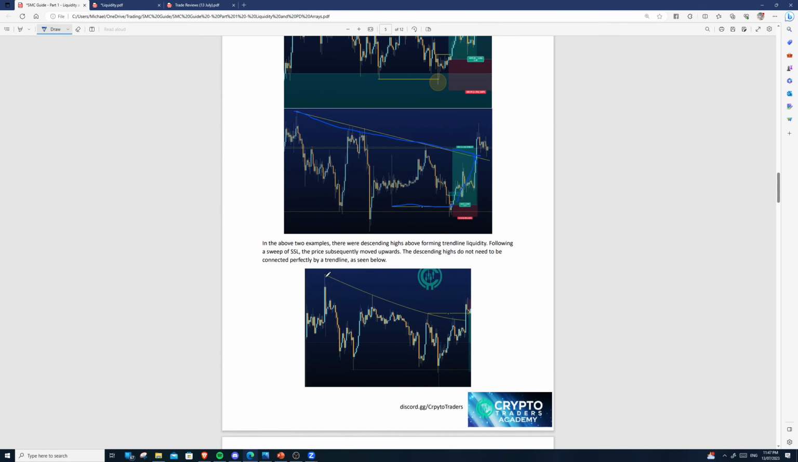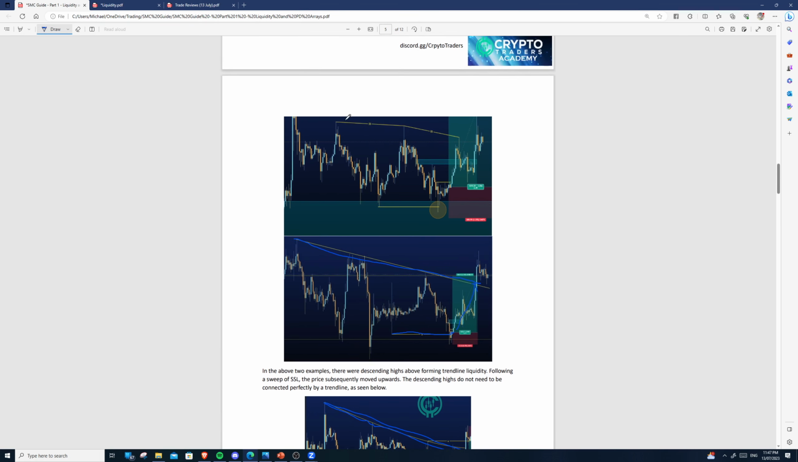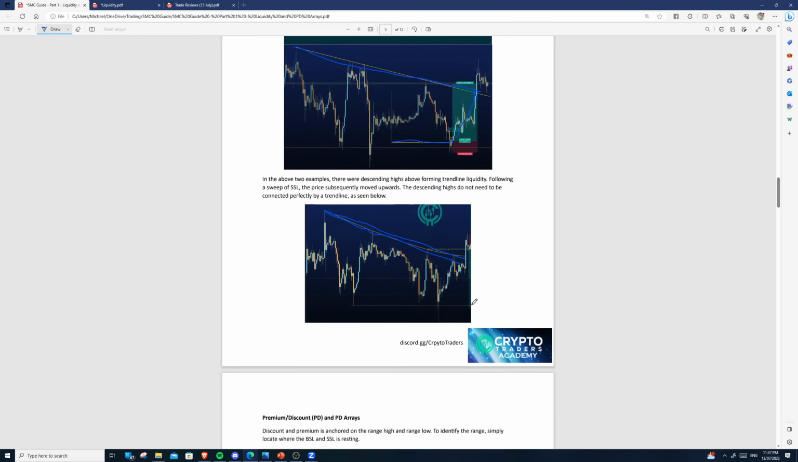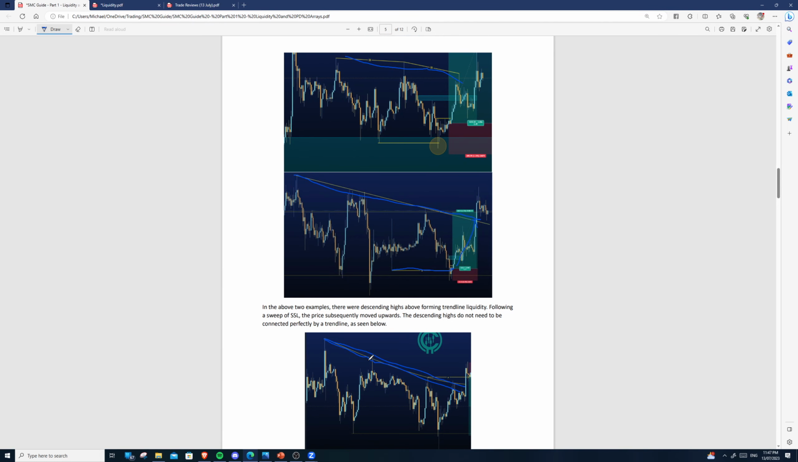Also note that the trend line doesn't have to be a perfect line. It can be slightly curved, can just be connected like this. It doesn't have to be perfect, but it pretty much just represents highs that have yet to be swept out, as well as lows that haven't been swept out.